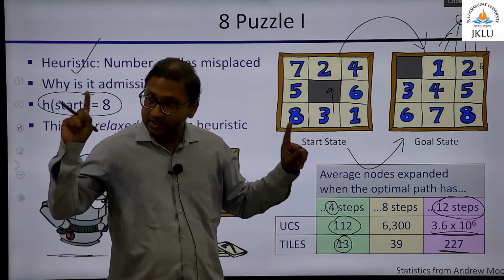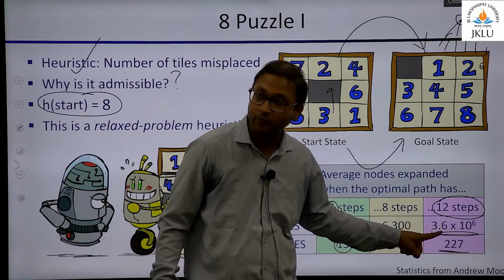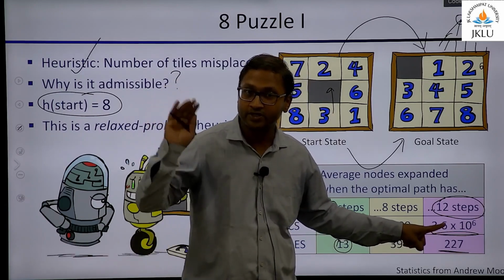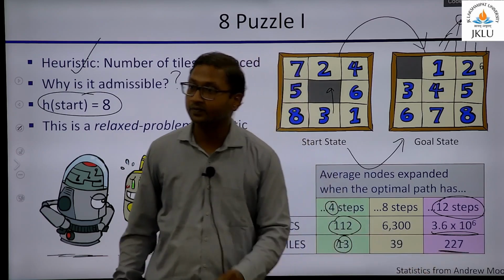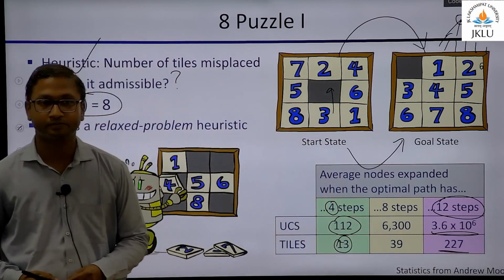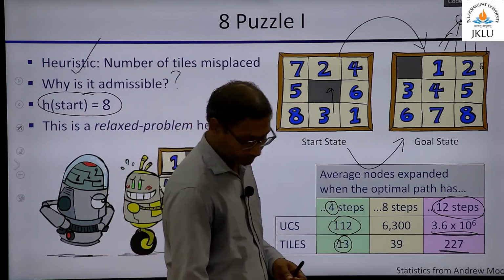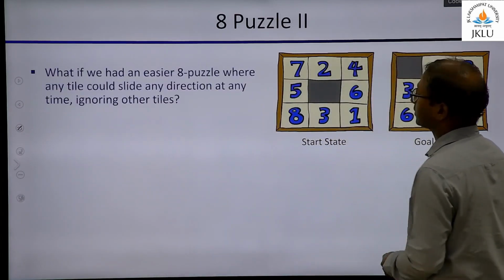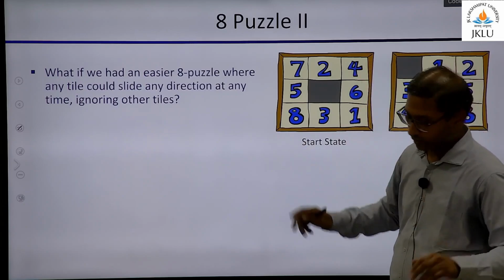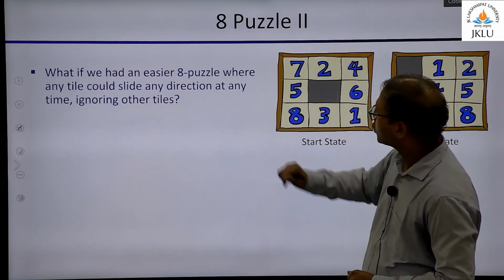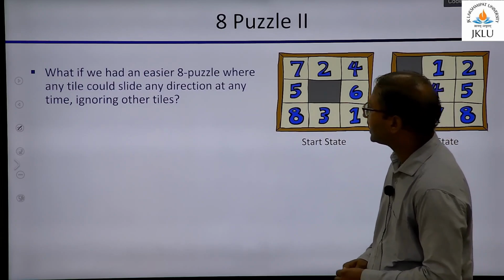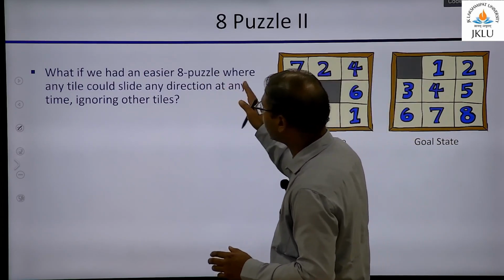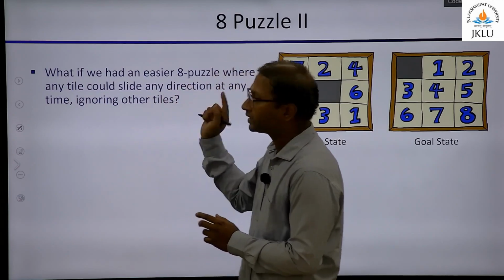If you were using just UCS, how many states will you expand? 3.6 million. In this case, just 227. Okay, I'll do these 3 and then we go. This is the second version. So what if we had an easier 8 puzzle where any tile could slide any direction at any time, ignoring other tiles?